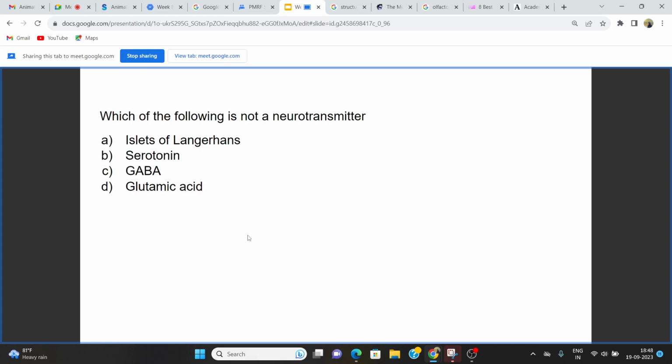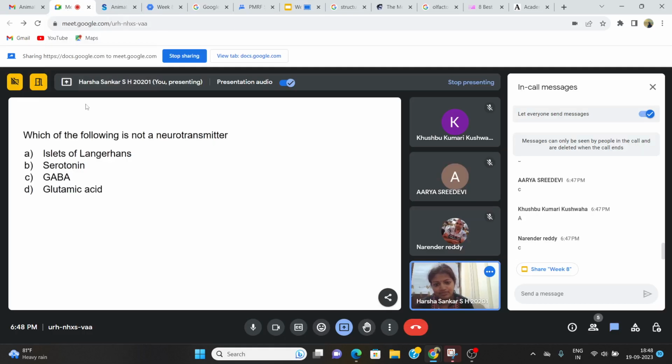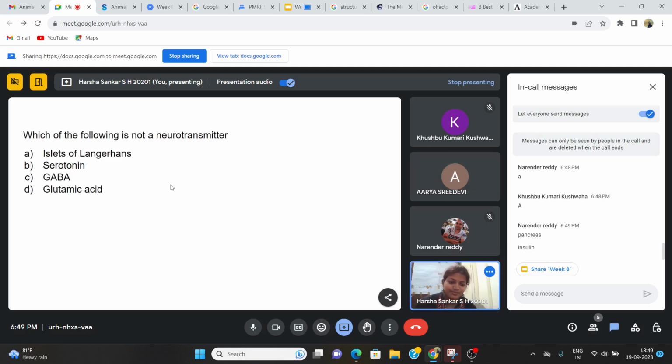Which of the following is not a neurotransmitter? Easy question. Islets of Langerhans, serotonin, GABA, glutamic acid. What is the correct answer? Yeah. Kushbu. Yeah. Correct, right? We know serotonin, GABA, and glutamic acid are neurotransmitters. But islets of Langerhans is present in which part of the body? Pancreas. What is it responsible for? Producing hormones. Yeah. What all hormones? Insulin, glucagon, and somatostatin. Yeah. Correct.